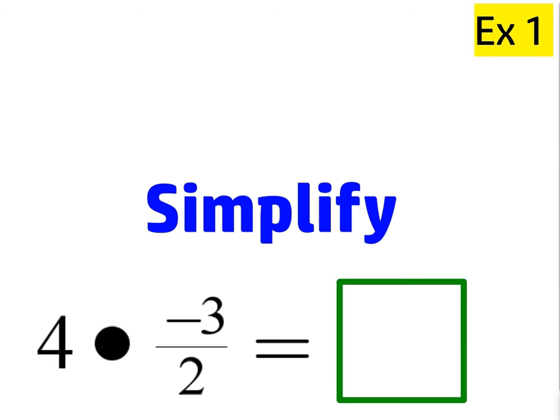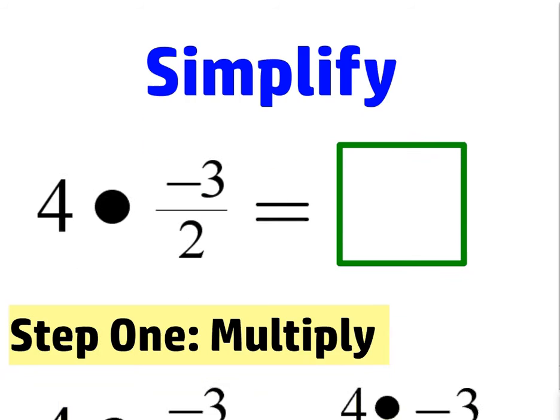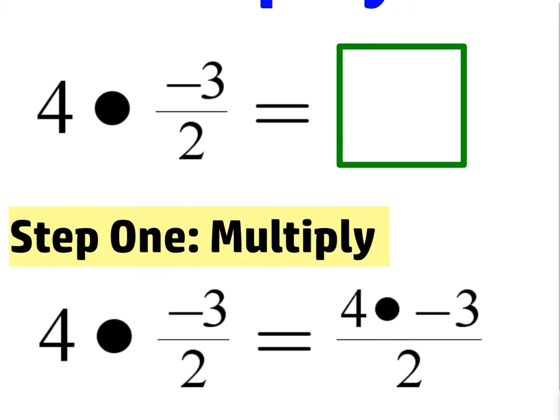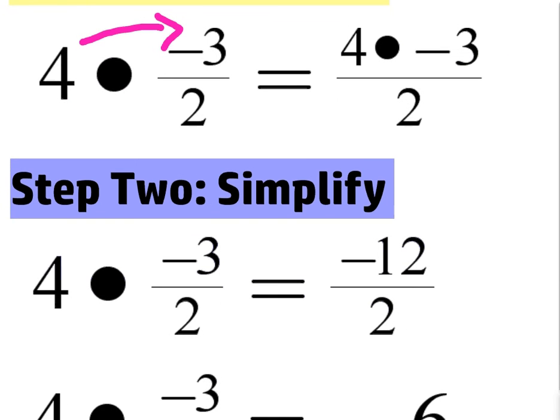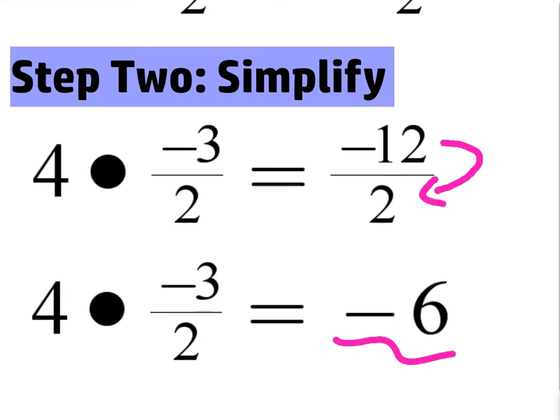Alright, so knowing that rule now, what would be 4 times -3/2? And I'm going to give you some real quick and easy steps. First thing you're going to do is just go ahead and multiply. So we're going to do the 4 times the -3. So in other words, multiply the whole number by the numerator, and then next we're going to simplify. So 4 times -3, that's going to give you a -12 on top. And then to simplify that, -12/2 is -6.